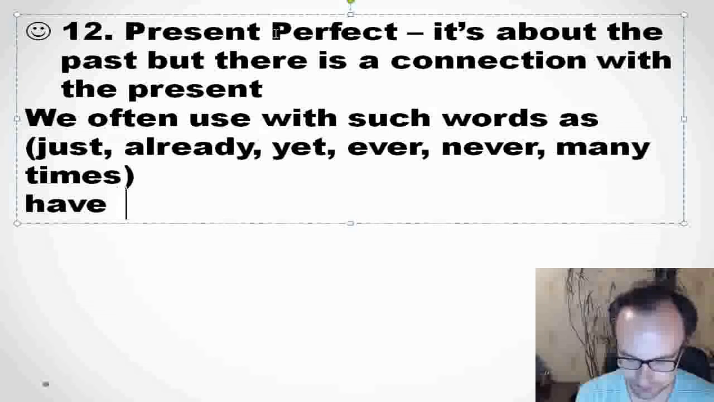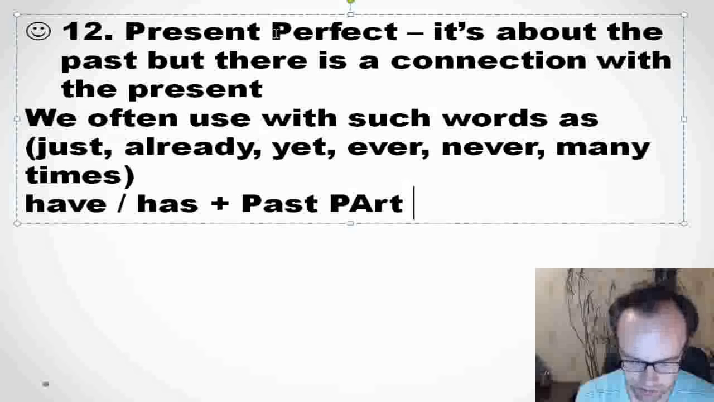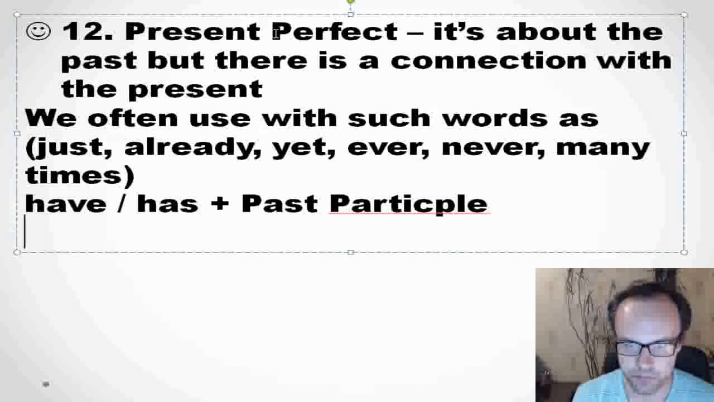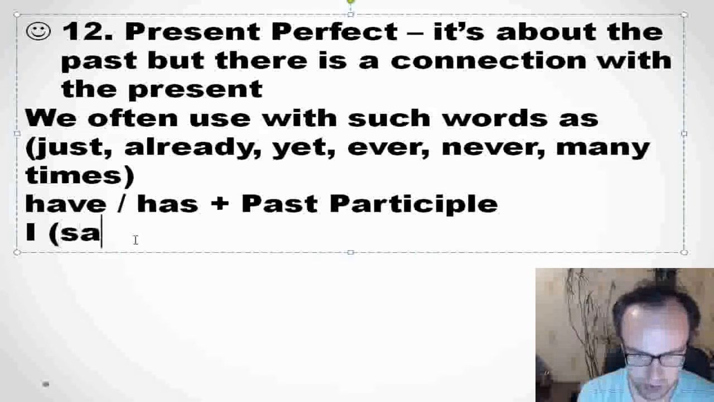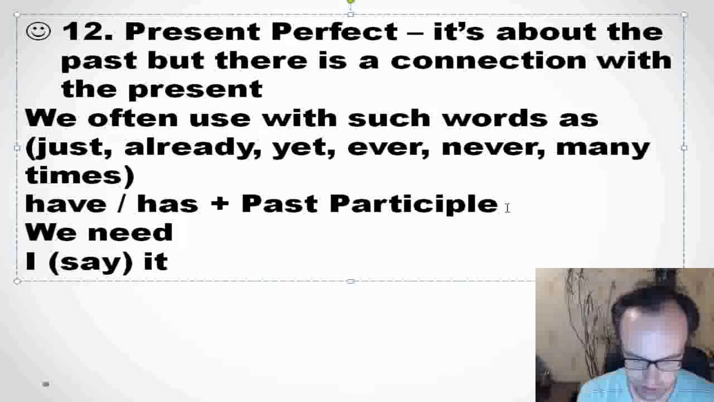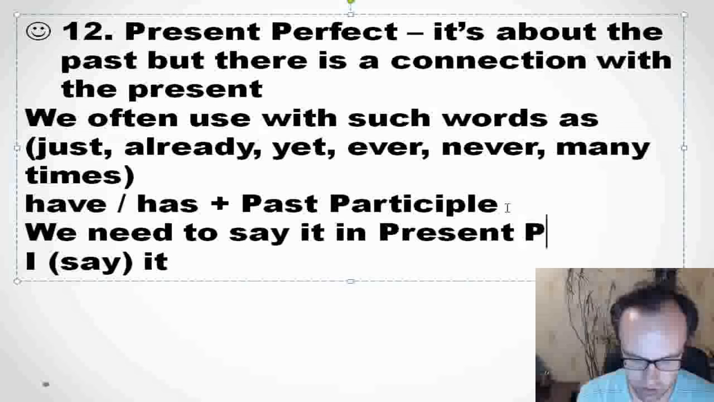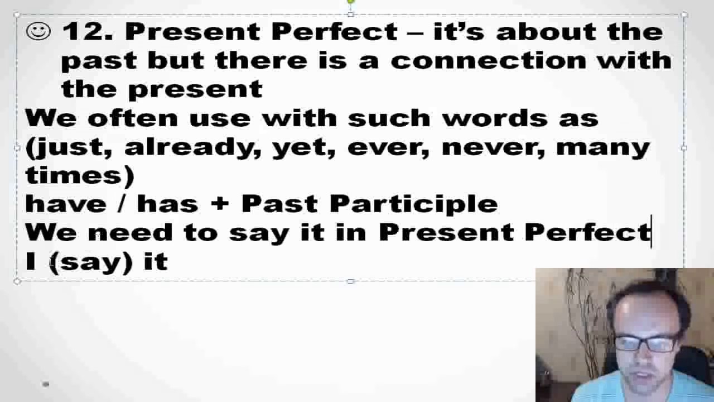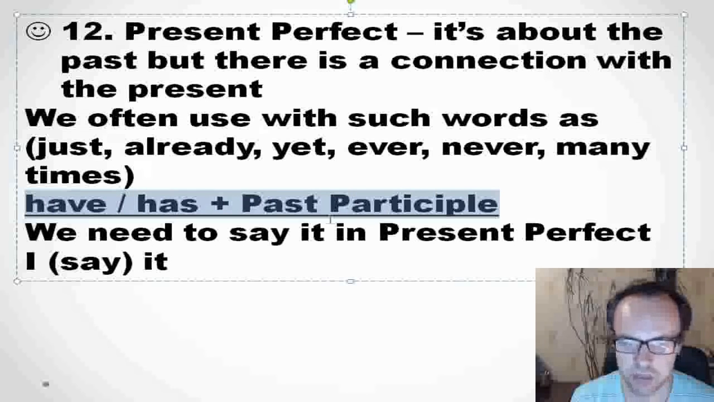So have or has plus past participle. For example, we need to say it in present perfect. I say it. So have or has plus past participle.